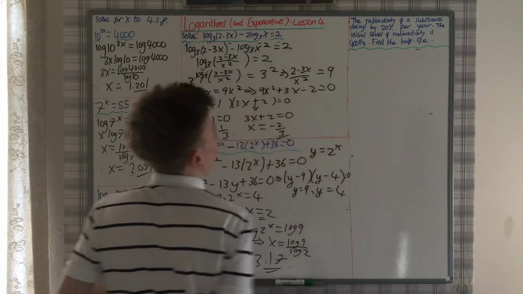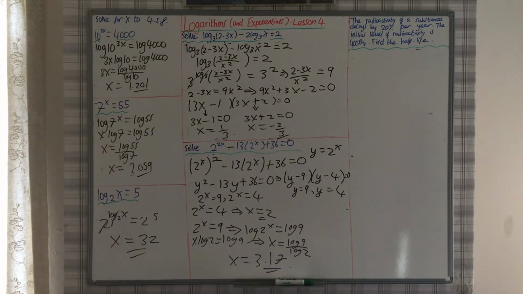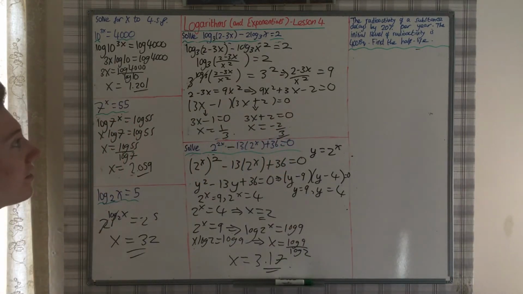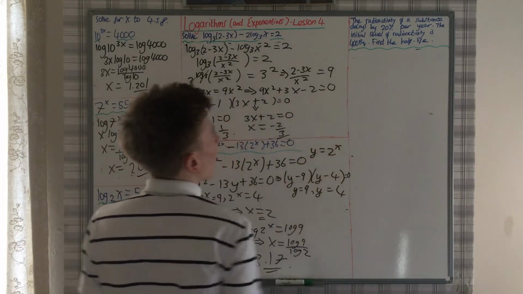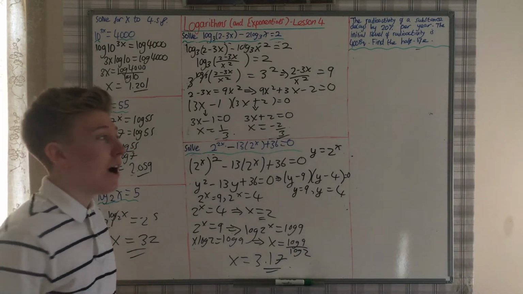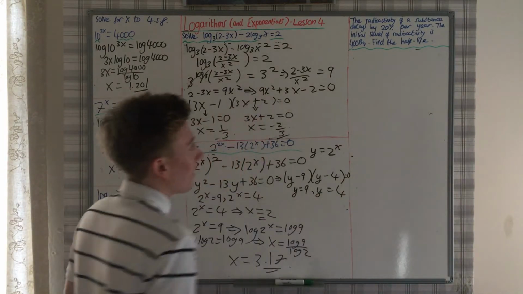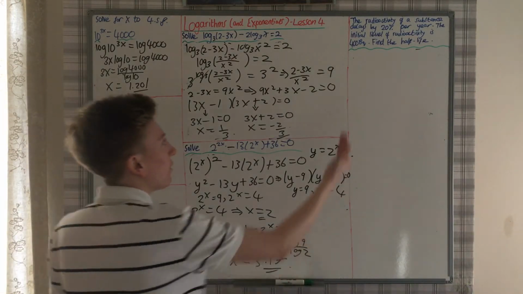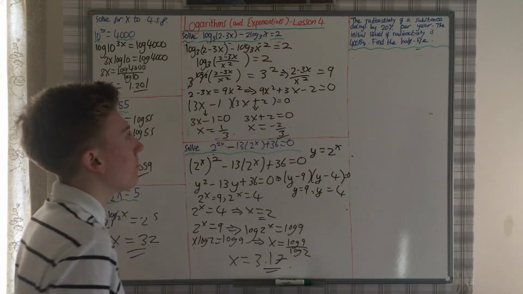Now the wordy example says, the radioactivity of a substance decays by 20% per year. The initial level of radioactivity is 400 becquerels. Find the half-life. Now, this is something we could equally get in a physics exam. The half-life just means the time taken for the radioactivity to fall to half of its original value.